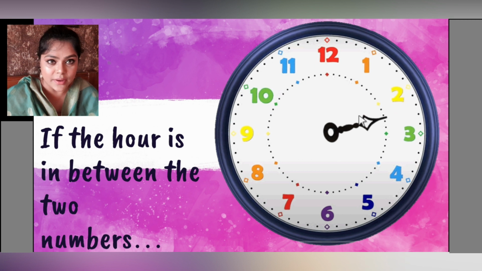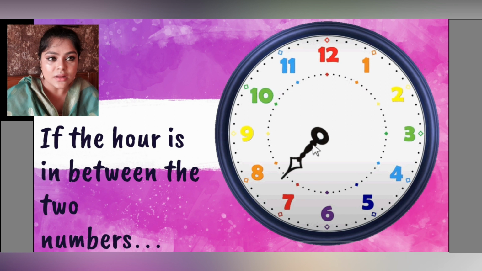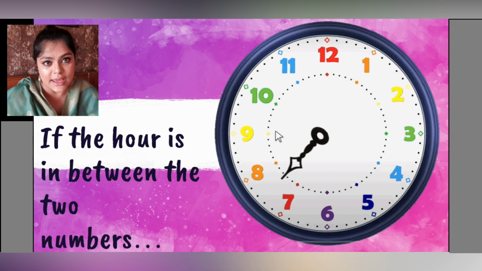Okay. Let's try one more. Now you can see the hour hand is pointing between the 7 and the 8. Now tell me, is this 7 o'clock or 8 o'clock? It is still 7 o'clock. Okay. It will not be 8 o'clock until the hour hand points right at the 8. Okay.